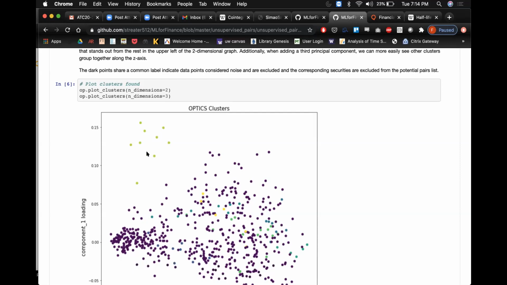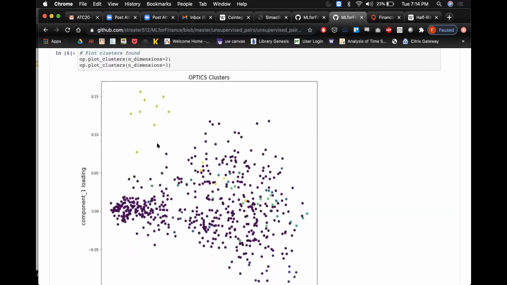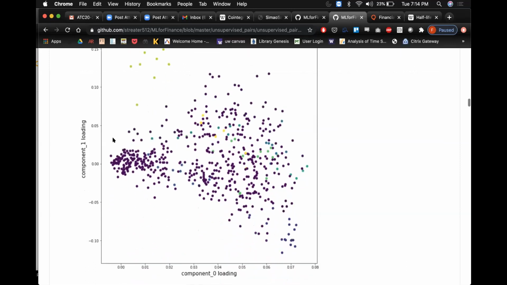So it reduces the 600 choose 2 into a 10 choose 2 problem for this set of securities. And it's hard to see because all of these dark points are considered outliers. So if you look closely though, you can see that there's a couple yellow points right here. So this yellow cluster would be another one. There's a green one down here.